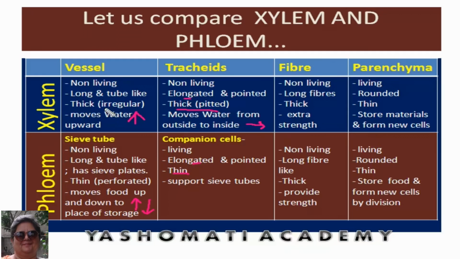So there are some differences between xylem vessels and phloem sieve tubes, and there are differences between xylem tracheates and companion cells. Whereas fiber and parenchyma have fairly the same type of structure and functions in phloem and xylem.